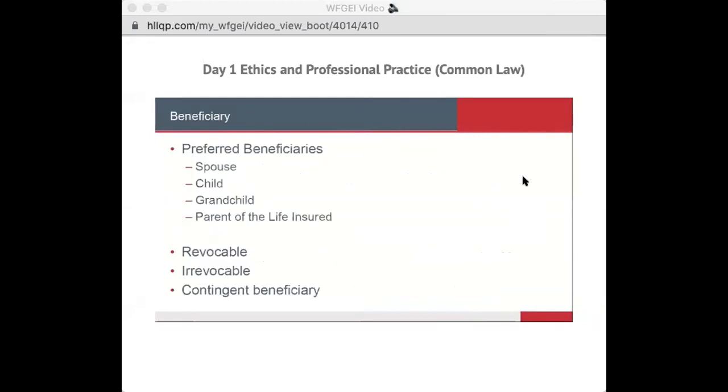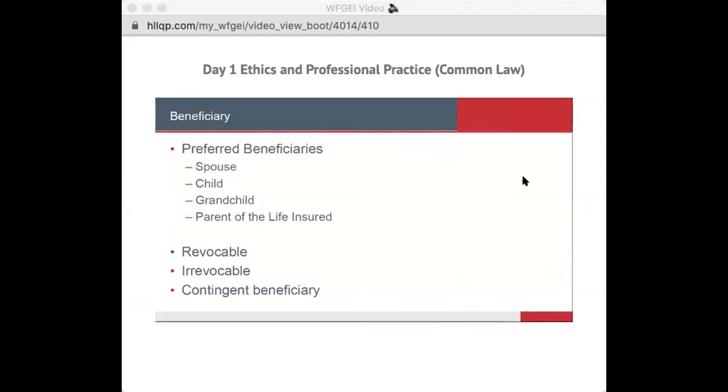Let's take a look now at beneficiaries. We alluded to these before, and as I said, there are two big groups of beneficiaries. The first one is the most favored, which is what we call the preferred beneficiaries. Preferred beneficiaries are basically the spouse, child, grandchild, or parent of the life insured. If I leave money to any of these people, the creditors cannot go after the insurance policies. That's basically in a nutshell.